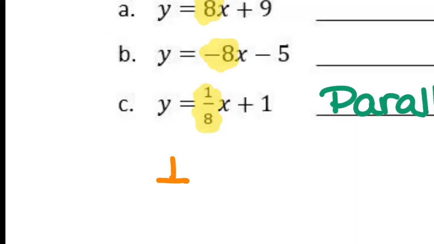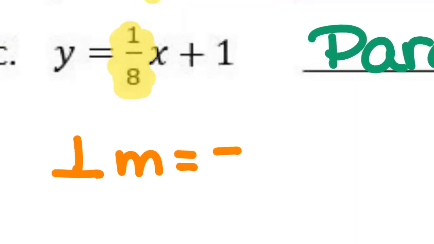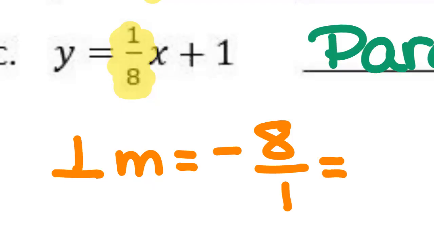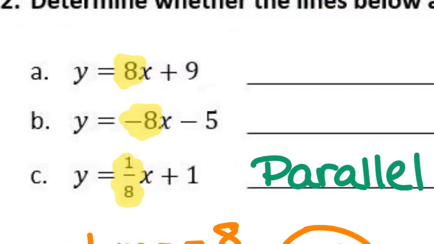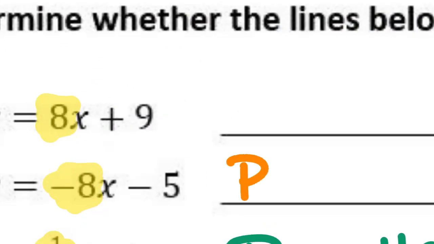For perpendicular, my 1/8 is a positive, so I know it needs to be a negative, and then I'm going to take that fraction 1/8 and flip it over to 8/1. But what is 8 divided by 1? Yes, -8/1 is just -8. Which one of the two remaining lines has this as the slope? B. So B would be perpendicular.